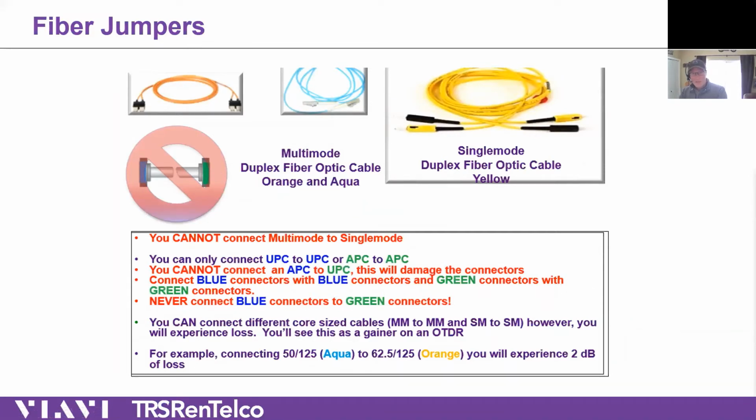Color for color is the way you want to match. That's kind of the rule of thumb. So you get an orange cable, you only want to plug that into another orange cable, regardless of the tip, right? The green versus blue, multi-mode tends to be gray. You get a yellow cable, you only want to plug that into another yellow cable. And then, of course, the tips, green to green, blue to blue.